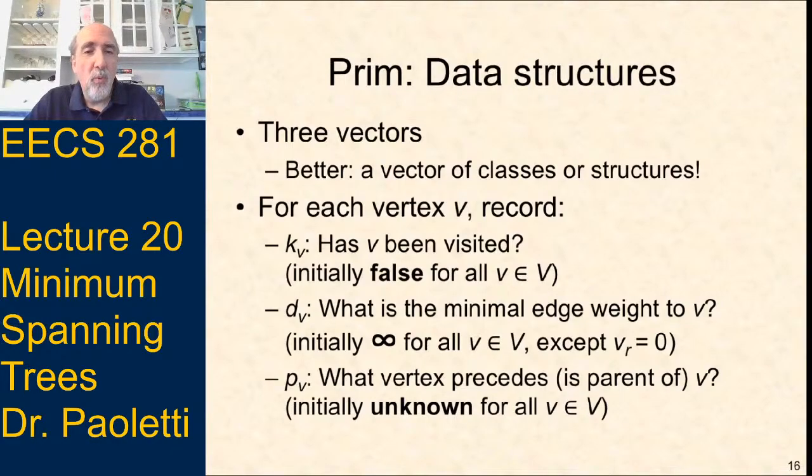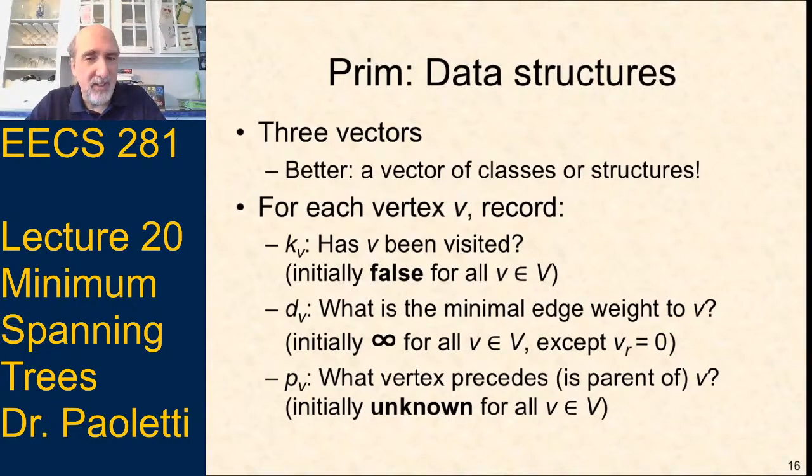Now, there's three pieces of data needed to run Prim's algorithm. We have to record for every vertex, has this vertex been visited? Really what this means, this K of V, is true or false. If it's false, you're an outie. If it's true, you're an innie. So we're going to record for every vertex, is it in the tree yet? It's initially false for everybody.